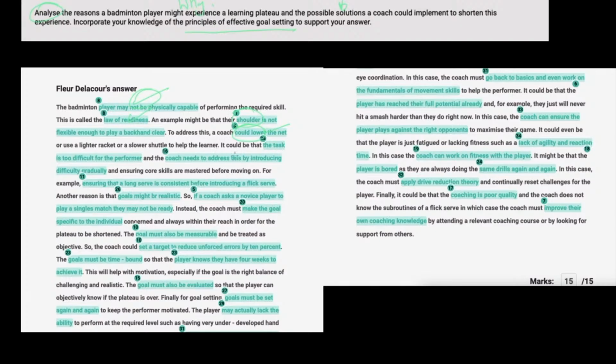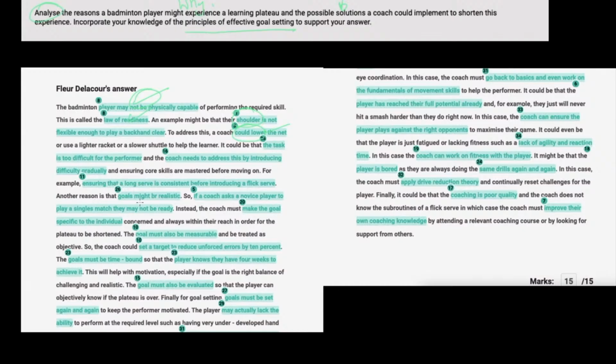Another example, it could be that the task is too difficult. The coach needs to address this by introducing difficulty gradually and ensuring core skills are mastered before moving on. For example, ensuring that a long serve is consistent before introducing a flick serve. So, clear links. In this case, I've gone cause, solution, example.